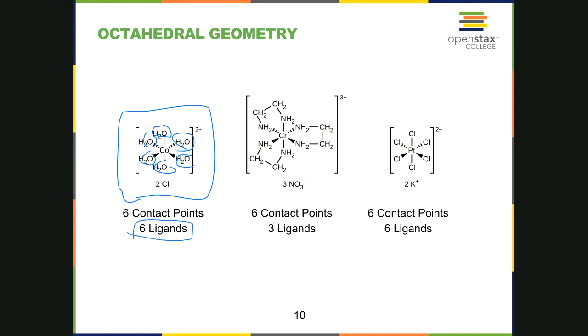And each one of those is providing 1 contact point to the cobalt. So you can see those. Oops, I'm not drawing so well. So you've got 6 contact points.